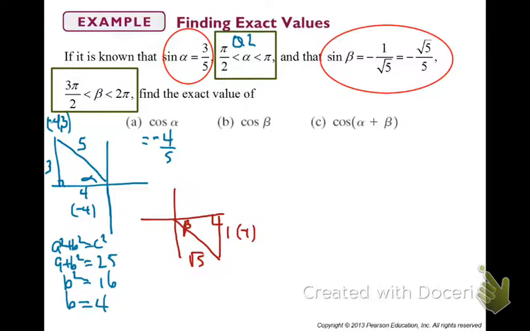Okay, so we need cosine, so we need our missing side. So let's do our Pythagorean theorem again.